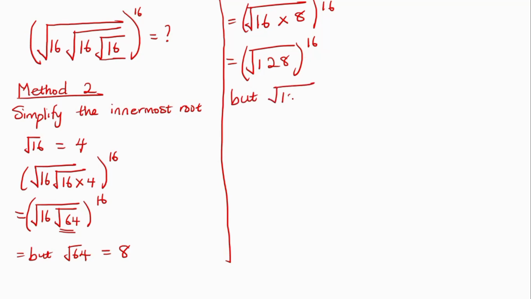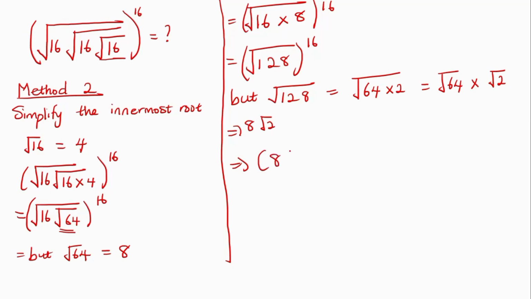So to do this, the root of 128 can be written as the root of 64 times 2, which can also be written as the root of 64 times the root of 2. The root of 64 is going to give us 8 root 2, which implies that we can write the root of 128, all raised to the power of 16, as 8 root 2, all raised to the power of 16. Okay, so once we have this, remember that the root of a is equal to a raised to the power of 1 over 2, and 8 is equal to 2 raised to the power of 3. So let's put this into this right here.